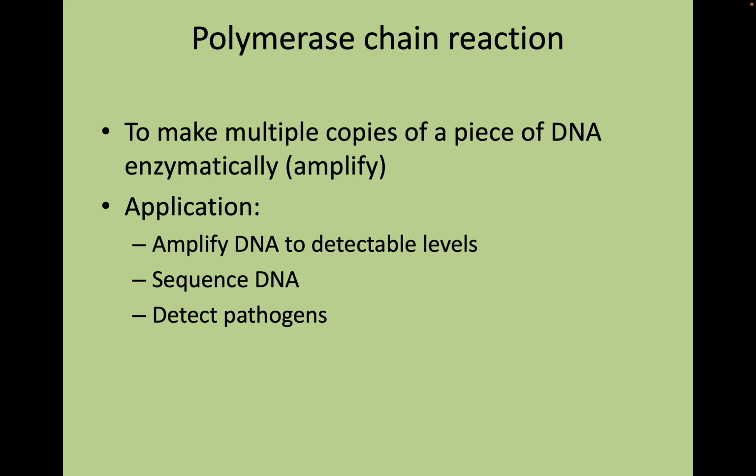Next, we use the polymerase chain reaction to make multiple copies of a piece of DNA enzymatically. We call this amplification. Some applications are to amplify DNA to detectable levels. We can sequence DNA or even detect pathogens. So this would be how on a crime scene, if we have a hair with a single hair follicle cell, from a single cell, right, we can use PCR to make millions of copies of that DNA to run identification tests or a paternity analysis, all kinds of different things.